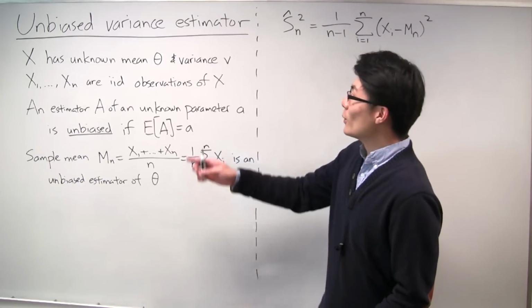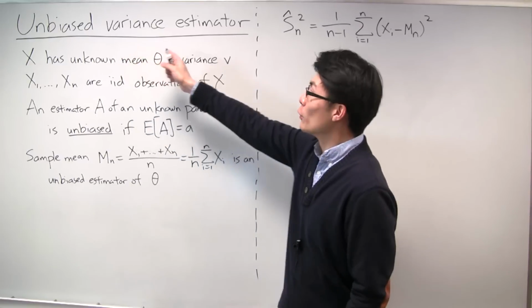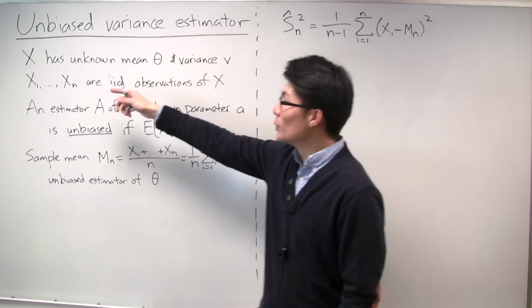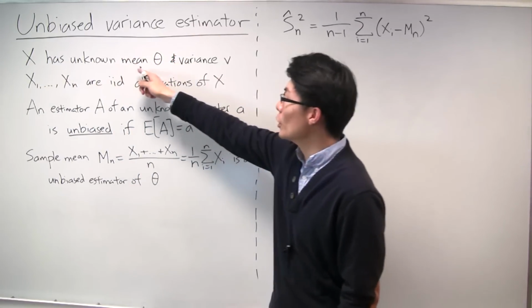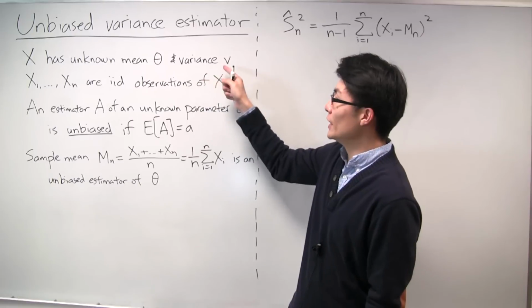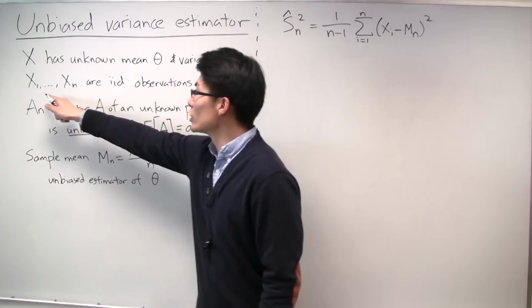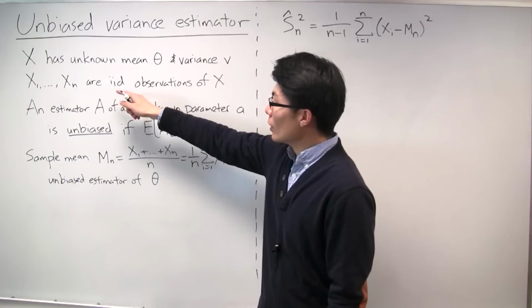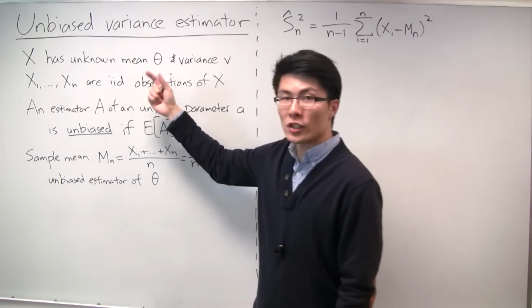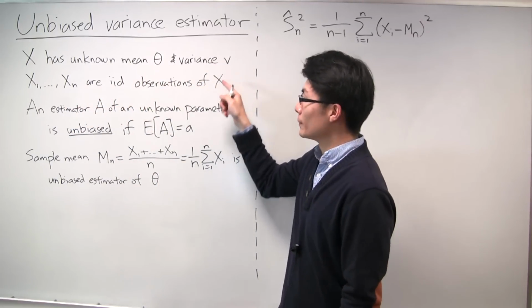Hi! In this problem, we're going to find an unbiased estimator for the variance of a random variable. Suppose random variable x has some unknown mean theta and some unknown variance v. We're going to use some IID observations of x, x1 through xn, and combine these observations to find an estimator that will estimate theta and v.